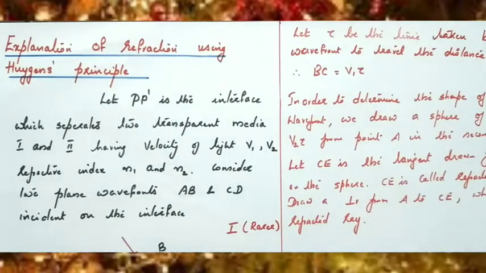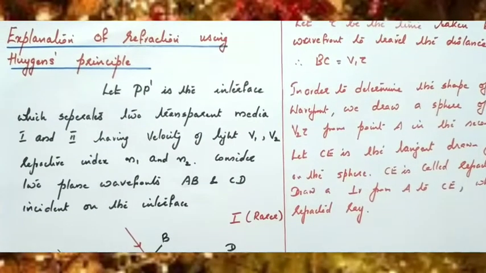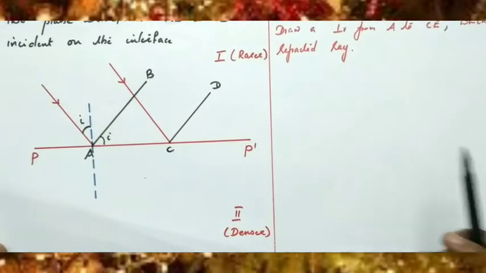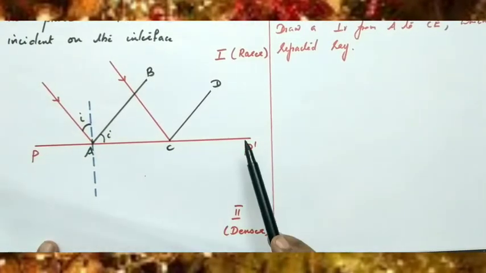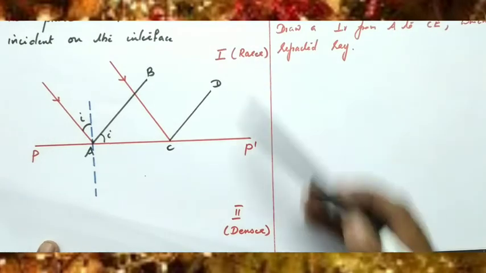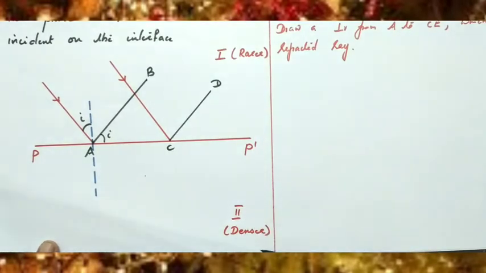Now, we can see how Huygens principle is used to explain refraction. Let P dash be the interface which separates two transparent media 1 and 2 having velocities of light v1 and v2, refractive index n1 and n2. So, this is the interface which separates two transparent media. This is the first medium, which is the rarer, and this is the second medium, the denser medium.